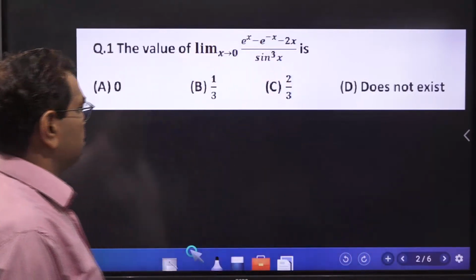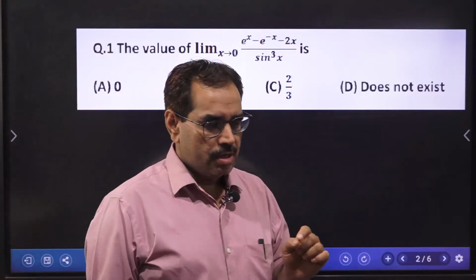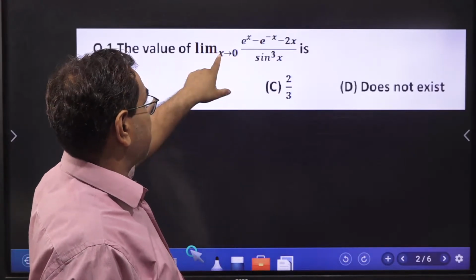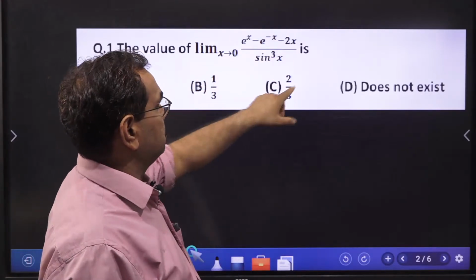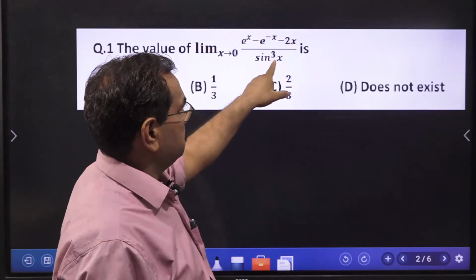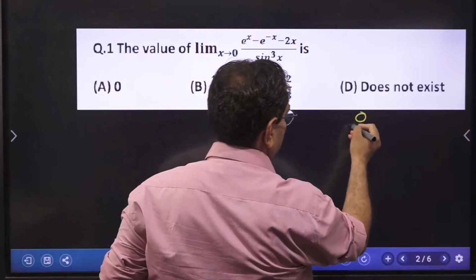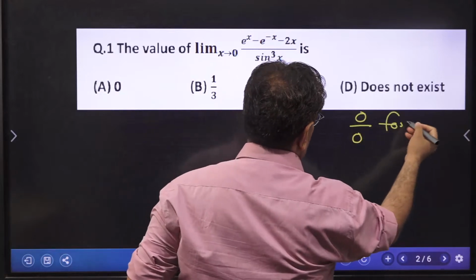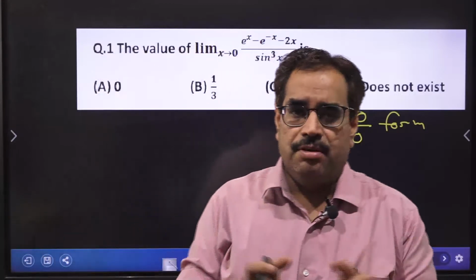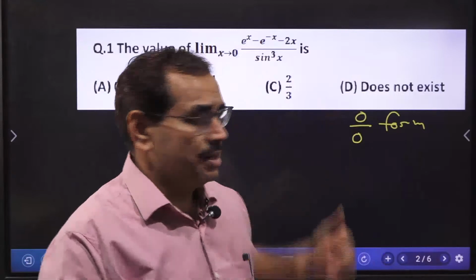Now coming to the solution. First of all, what is the first step in finding a limit? We put the value at which we are going to calculate the limit. So we will put x equal to 0. e to the power 0 is 1, minus 1, 0, and 0 in the denominator. So what are we getting? We are getting 0 by 0 form, which is an indeterminate form. Now, when we get 0 by 0 form, we have one option of using L'Hospital's rule. We can use L'Hospital's rule here.